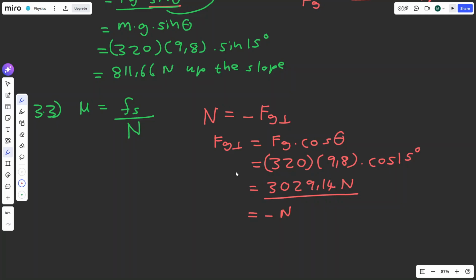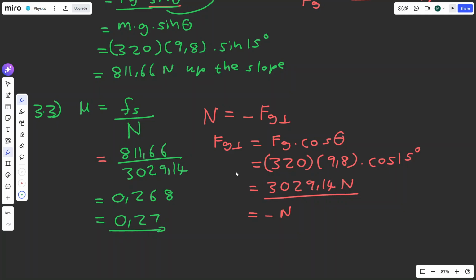So now if we plug it here, don't mind the signs for now, because the coefficient is not a vector quantity. So now Fs is equal to 811.66 newtons divided by 3029.14. Once you plug this into your calculator, you should get an answer of 0.268, or you can round it off to 2 decimal places. And that is basically it. And the coefficient doesn't have units.